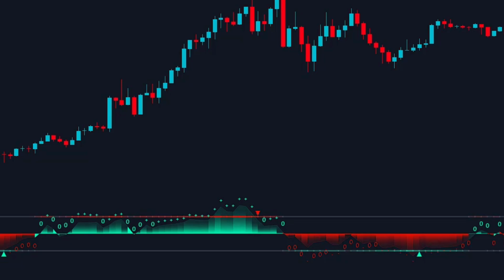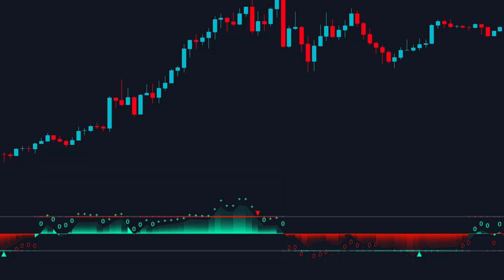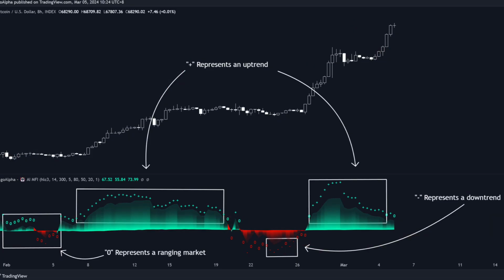Well, there's this handy histogram bouncing above and below the center line set at 50. When it's green and above 50, we're looking at some serious upside momentum. And when it turns red and dips below 50, it's a sign of downside momentum. But wait, there's more. See those plus and minus signs, even zeros? They're like little indicators within the indicator, showing us when prices are on the rise, falling, or just flatlining. It's like having a mini market mood board right on your chart.